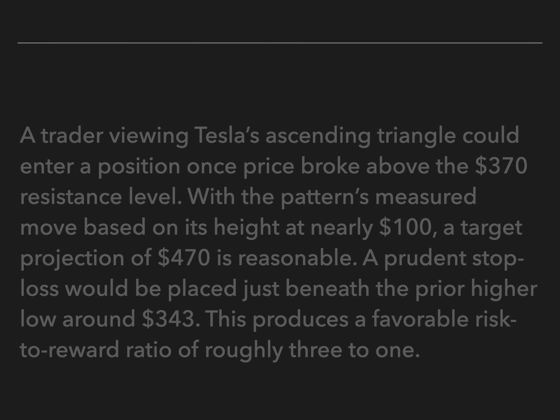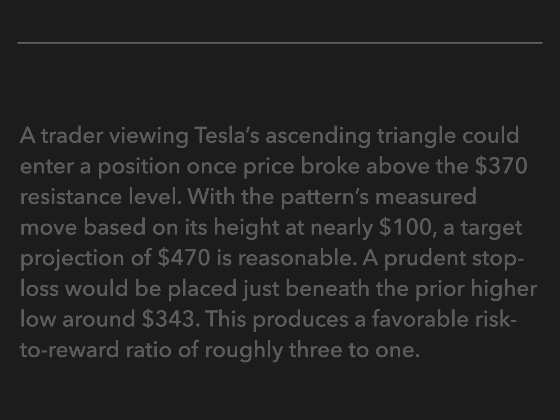A trader viewing Tesla's ascending triangle could enter a position once the price broke above 370, the resistance level. While the pattern's measured move based on the height of it is nearly $100, a target of 470 is reasonable. A prudent stop loss would be placed just underneath the prior higher low at 343. This produces a favorable risk to reward ratio of roughly 3-to-1.